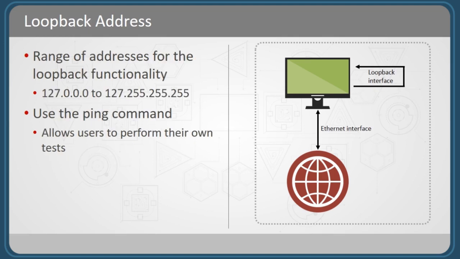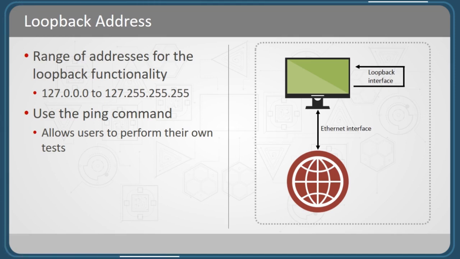Now, the range of addresses for the loopback functionality actually covers the entire block, if you will, of 127.0.0.0 all the way through to 127.255.255.255, meaning that every address in between that range is not actually used in standard IP addressing. Now, we'll talk about that in greater detail later on, but you will never find an actual IP address anywhere in that range.